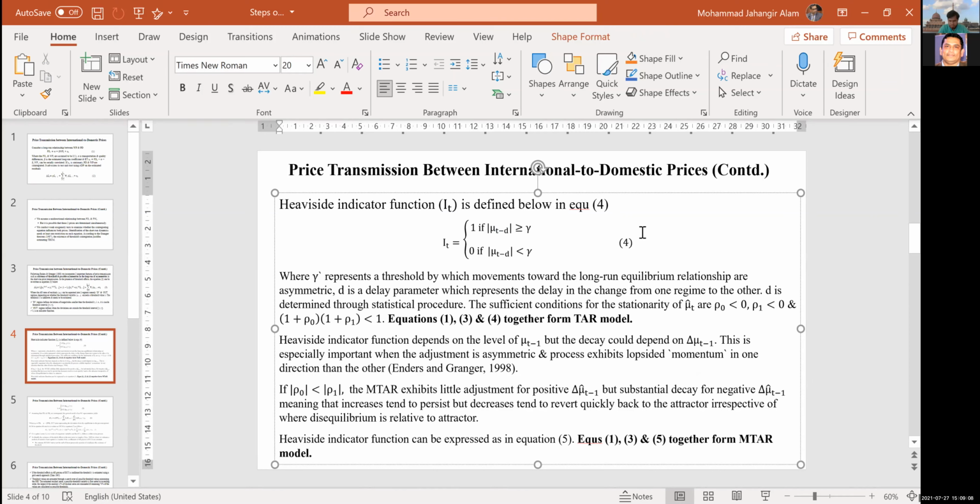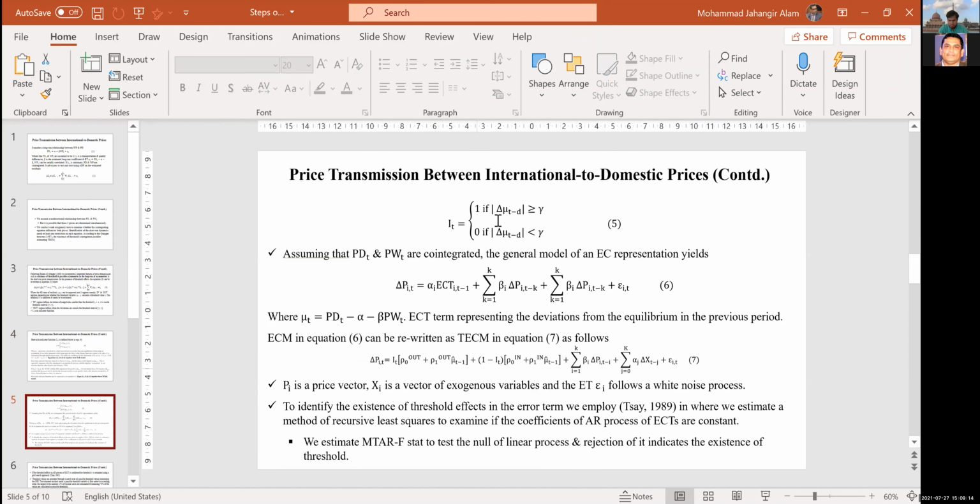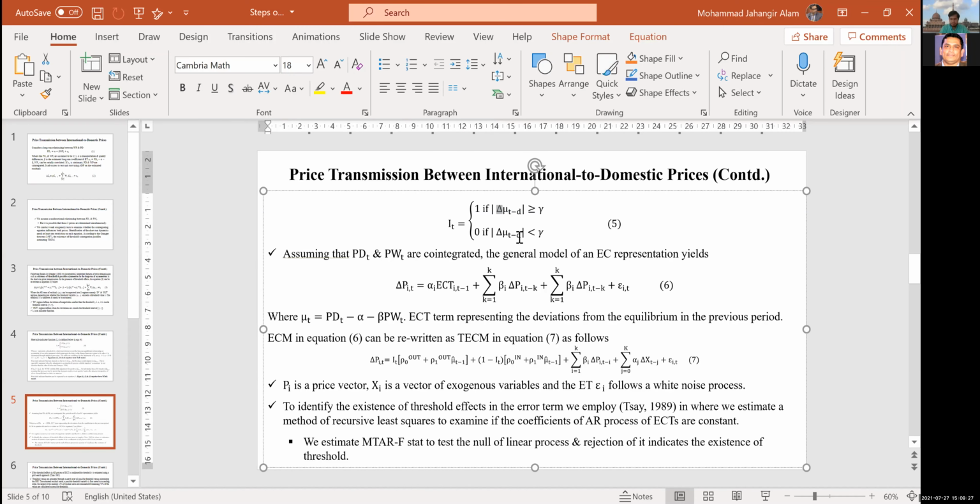So we redefine this Heaviside indicator function as this one, as you see in equation 5. So what is the difference between equation 4 and 5? It's only that in equation 4 we use the level value, but in equation 5 we use the first difference. That's the only difference, and then we define 1, 3, and 5 together as the momentum threshold autoregressive model. That's kind of econometrics. I'm not going to explain that in depth, as that will make the equations and the whole modeling steps more complicated.